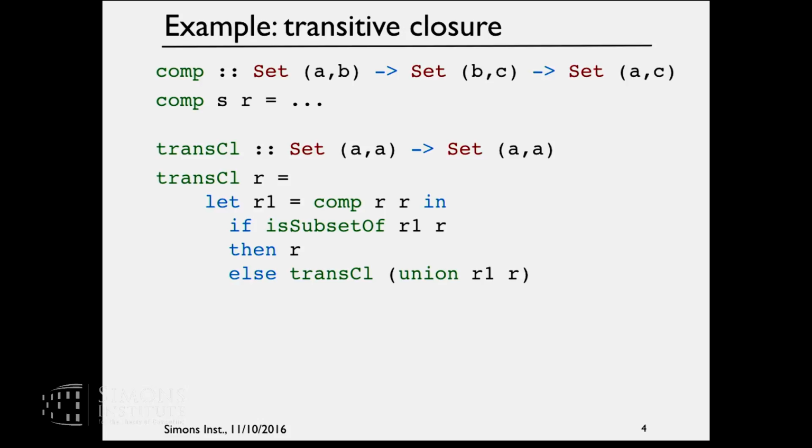So let's say I'm getting a relation R. I first compose it with itself. I get a new temporary relation R1. If this is already a subset of R, it is a subrelation, then I return it. The relation is already transitive, thank you very much. Otherwise, I add it to R and compute the transitive closure. So that's a recursive function.